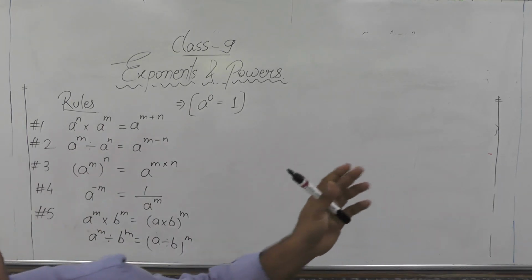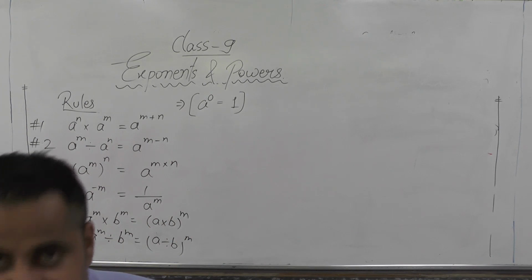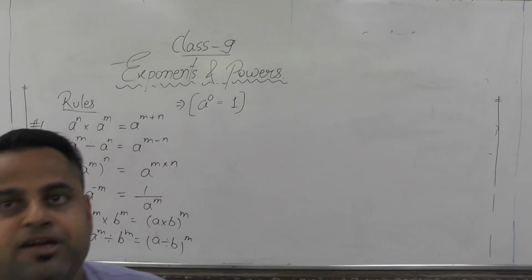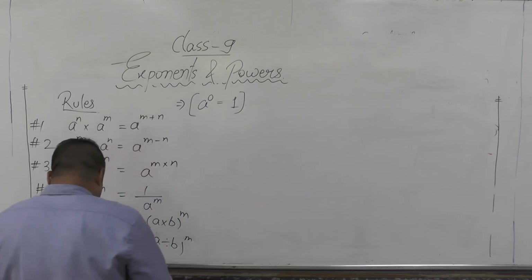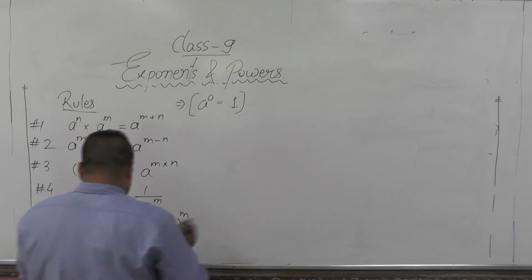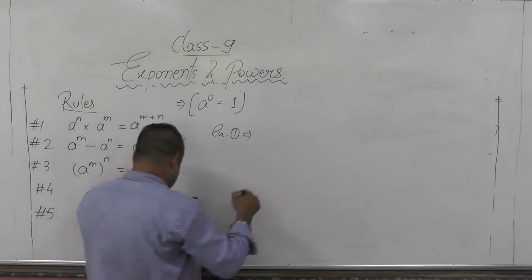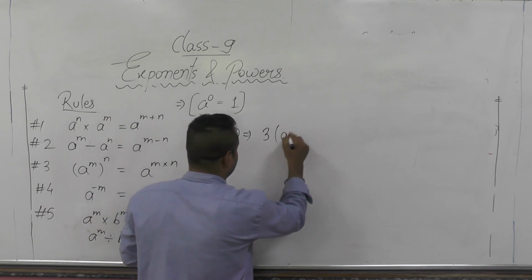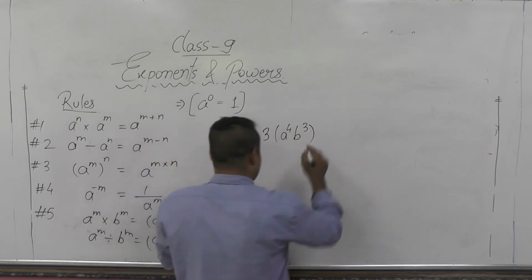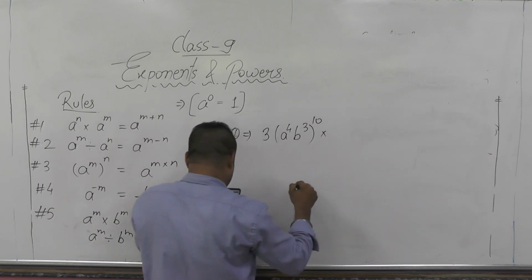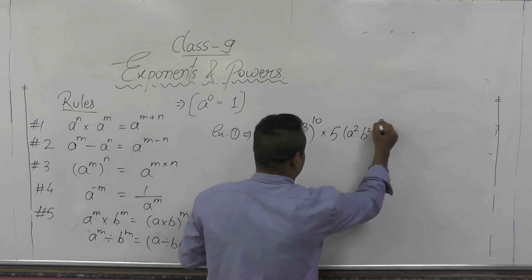Okay, I am explaining a few of the examples. These rules have been written so that you can understand it better. See the few questions I am explaining here. Like the first question we are taking as an example: 3a to the power 4 b to the power 3, whole power 10, into 5a square b square, whole power 3.